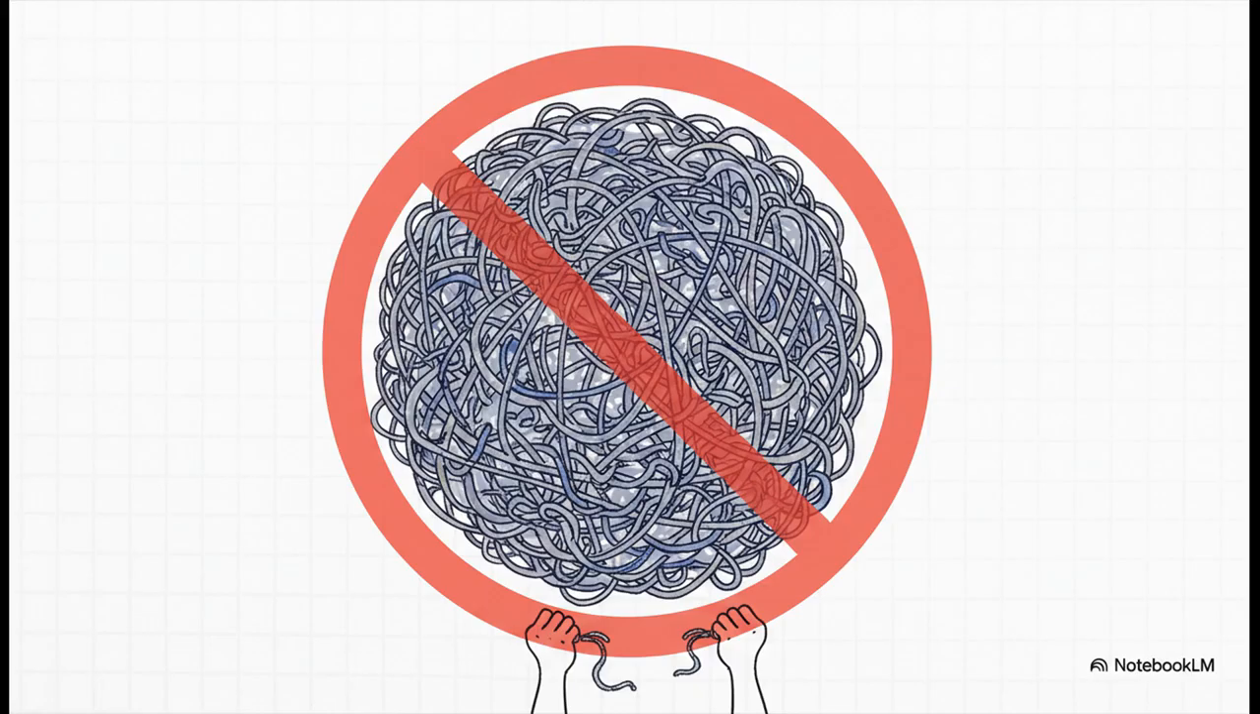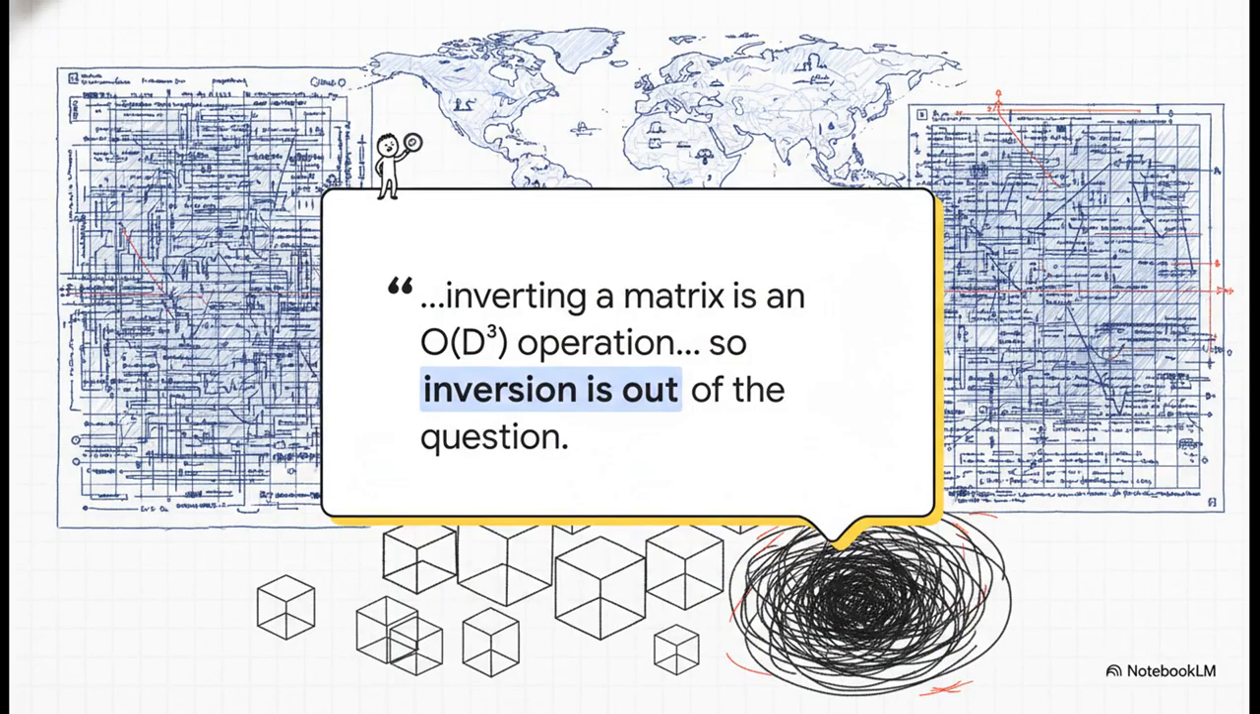It's fundamentally, computationally impossible with the computers we have today. This quote from the University of Toronto just nails it. The cost to do this grows with the number of parameters cubed. That's O of d cubed. For a billion parameters, the number of calculations is, well, it's just astronomical.